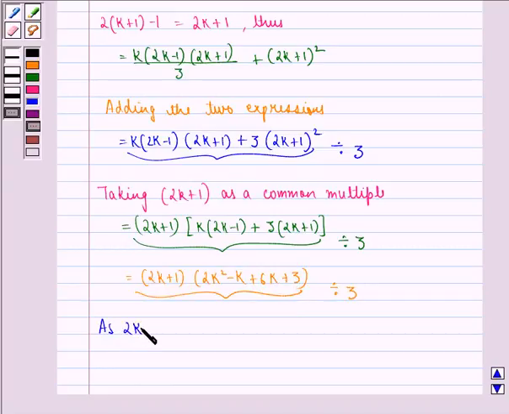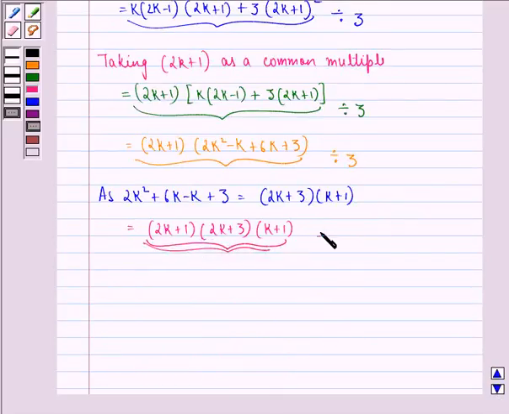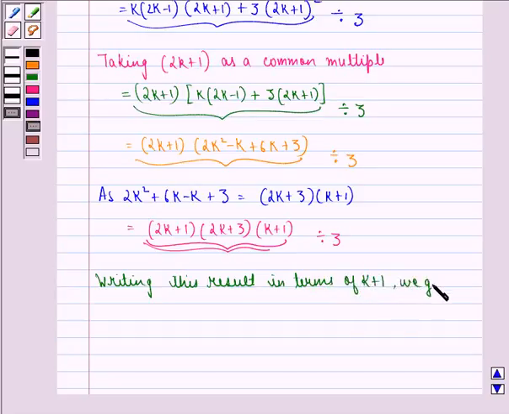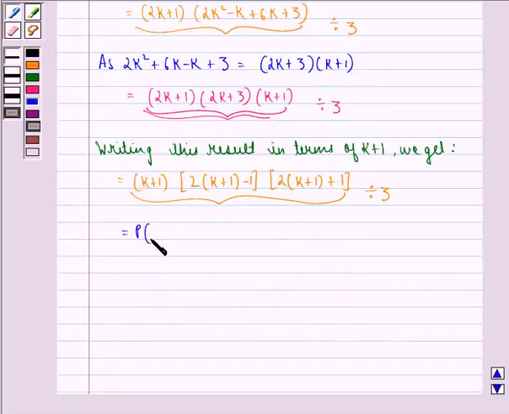Now as 2k square plus 6k minus k plus 3 is equal to (2k plus 3) into (k plus 1), this becomes equal to (2k plus 1) into (2k plus 3) into (k plus 1), this whole divided by 3. Now writing this result in terms of k plus 1, we get (k plus 1) into (twice of k plus 1 minus 1) into (twice of k plus 1 plus 1), this divided by 3. That is same as P at k plus 1.